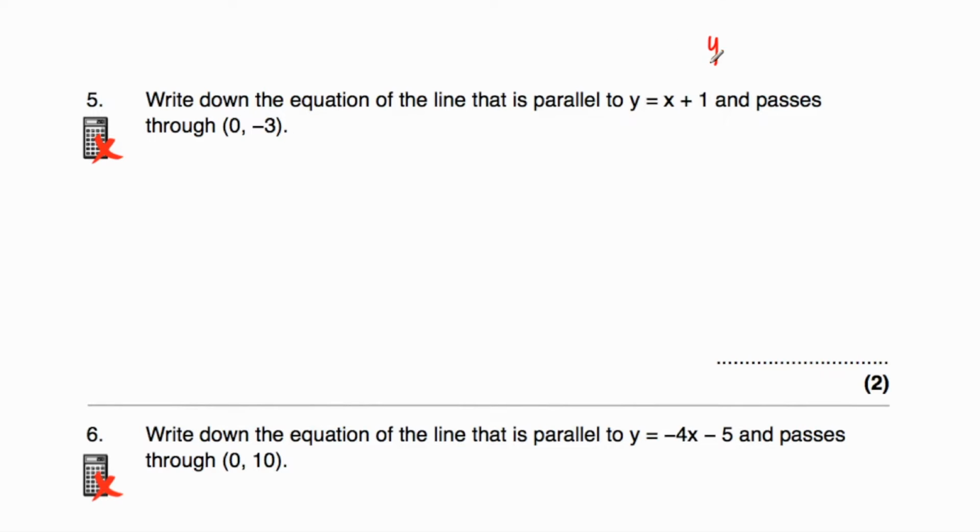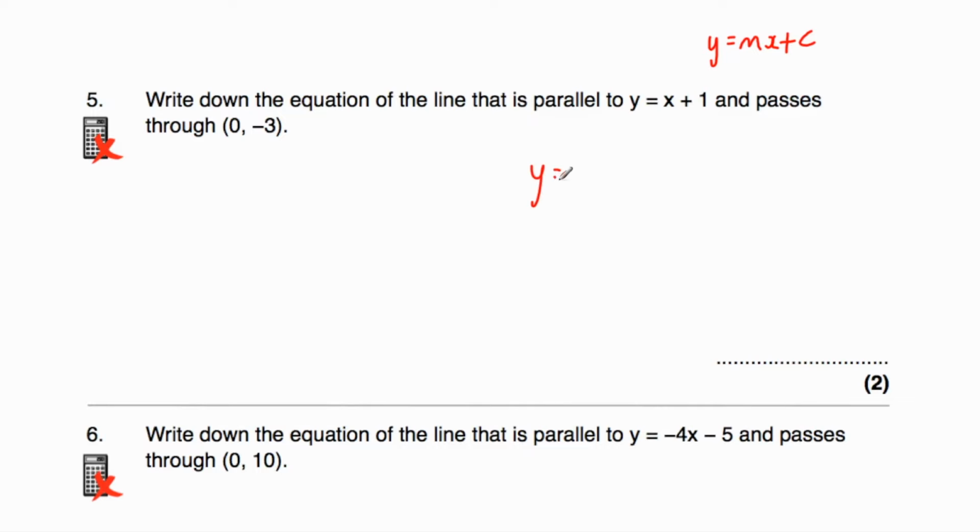So the equation of a line is y equals mx plus c, and the number in front of x is the gradient. So here we've got y equals x plus 1. Now x is the same as 1x, so the gradient of the line we've been given is 1, because there will be a 1 here. So that means that the line that we're looking for will also have a gradient of 1.